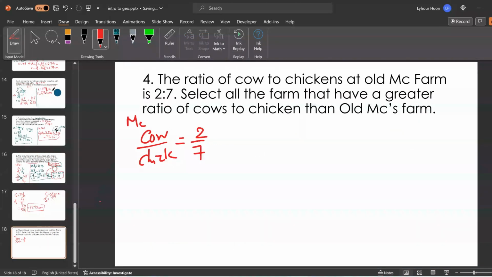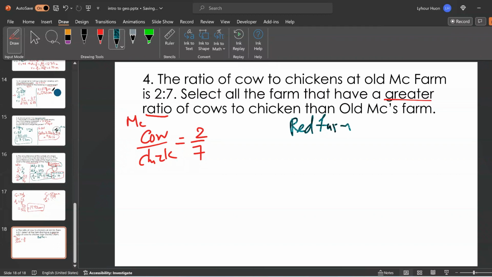Okay, number four, we have this ratio. Our purpose in this exercise is to select all the farms that have a greater ratio. So let's find which ones have a greater ratio than 2/7. All of those have to be greater than 2/7. Now let's check with the red farm. The first one is the red farm.